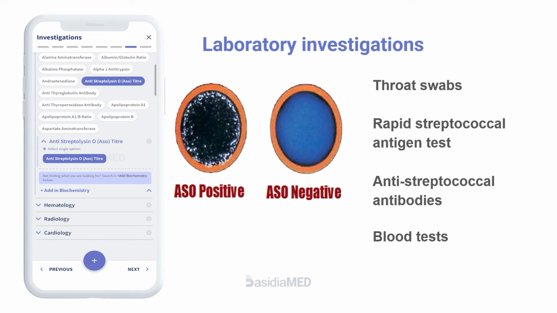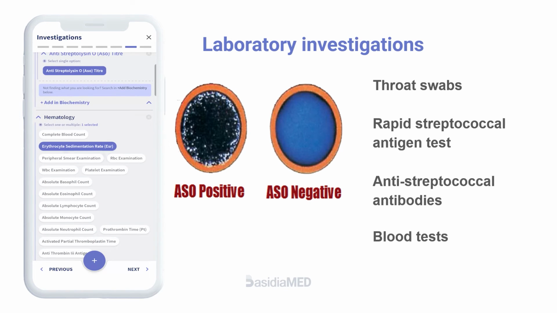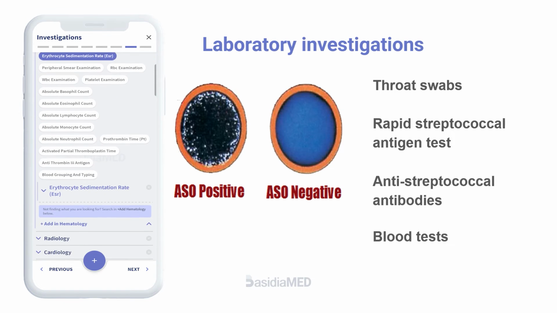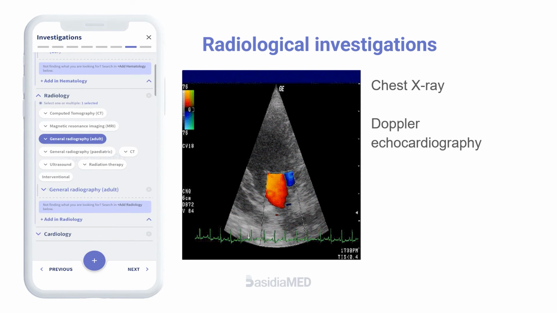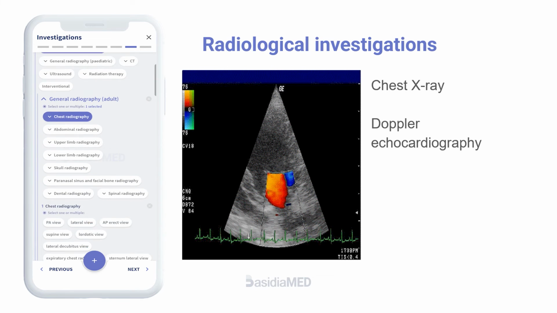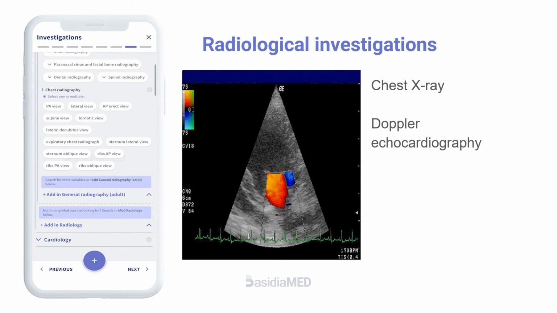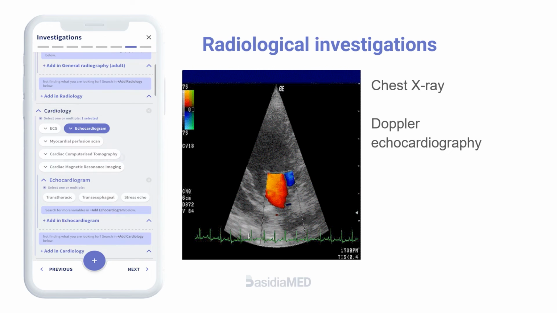Blood tests. ESR and CRP, troponin, raised in myocarditis. Radiological investigations. Chest X-ray is done to rule out heart failure. Doppler echocardiogram may be used to aid diagnosis of carditis in acute rheumatic fever.